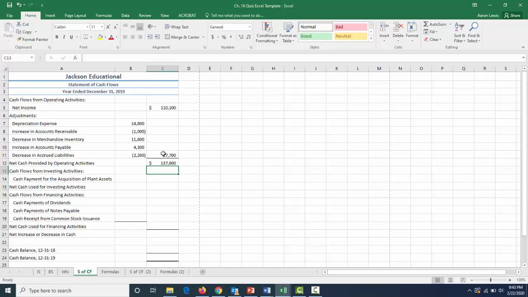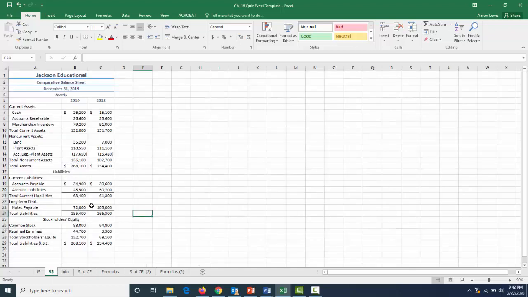Next section we have is our investing activity section, and the only thing that we have listed in here is the cash payment for the acquisition of plant assets. So we must have purchased plant assets during the period, and if we go to the balance sheet, we see that plant assets went from $111,180 to $118,550. Well, you would probably want to go and just take the difference, but for this particular question, it's not going to work that way.